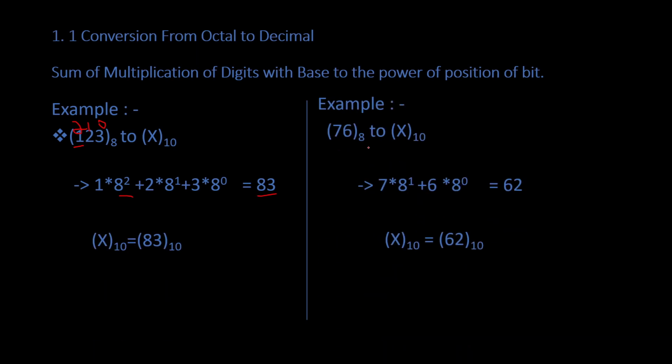Next example is 76 base 8. To convert to decimal, just take the 7, the position bit value is 1 here, multiply, add, we get 62.